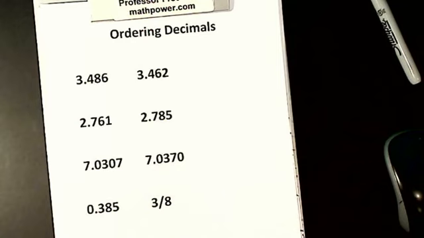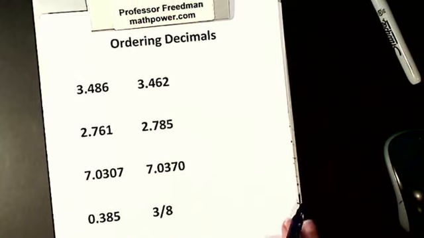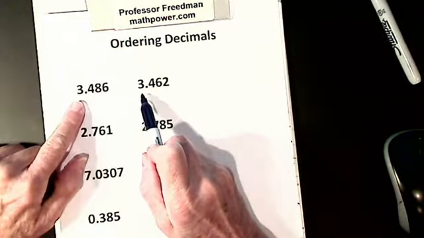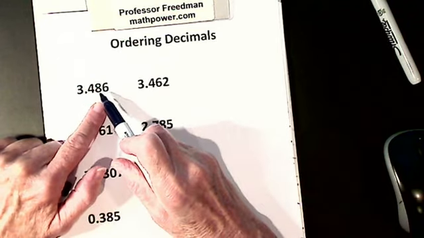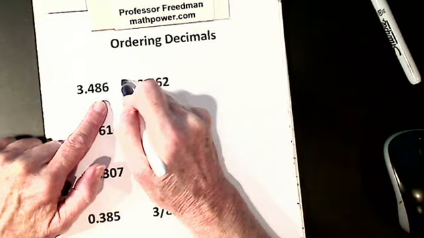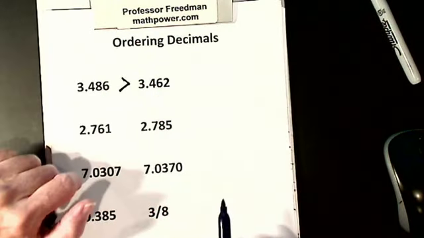Ordering decimals is easy. I have to state whether one number is bigger than or less than another. So I just go digit by digit. My 3's match, here's my decimal point, my 4's are equal. All of a sudden I have 8 is bigger than 6. This decimal is bigger than that one.